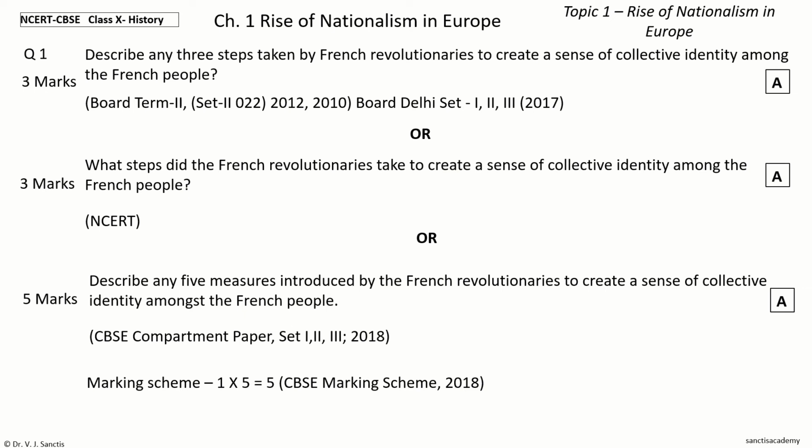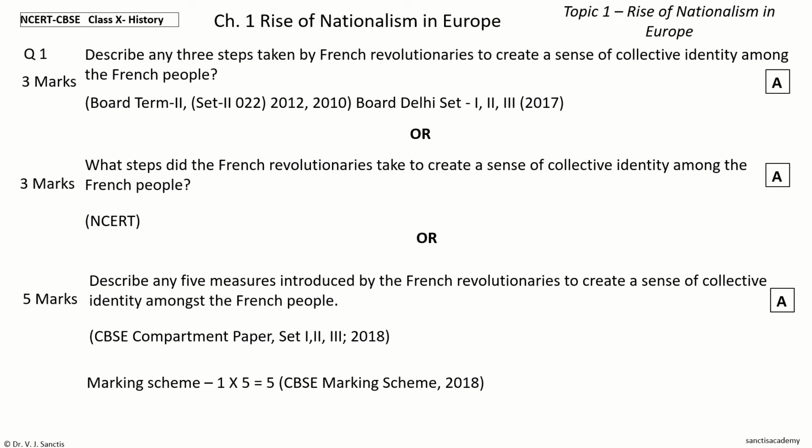Hello everyone. In this series we'll be studying past years' questions of the NCERT board exams. This will help us gauge what kind of questions come in the NCERT and gain full marks in the board exams. So let's begin with the first topic, the rise of nationalism in Europe. The first question is very important because it was asked 4 times in the board exams.